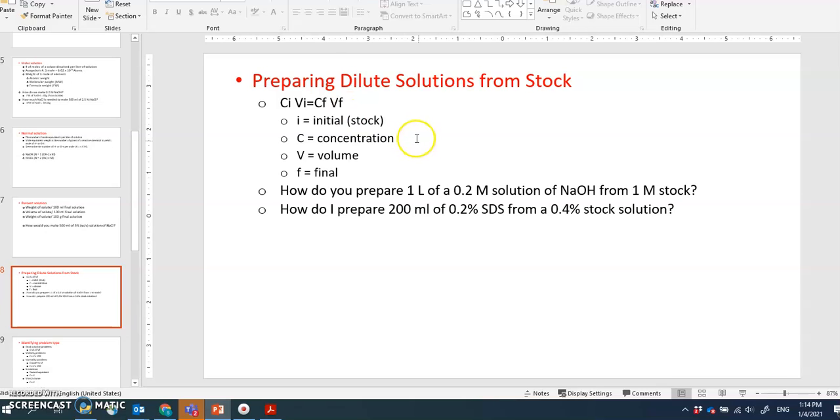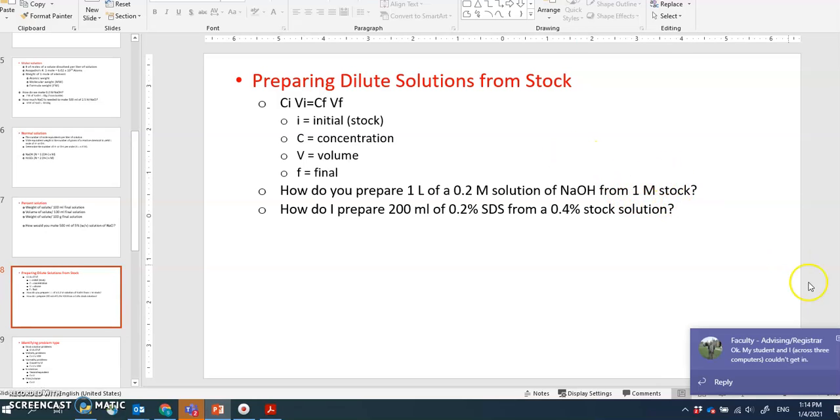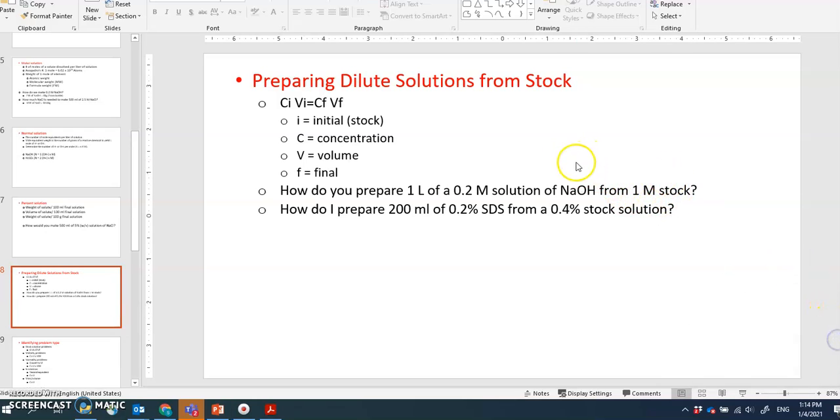So example, what does that mean? How do you prepare 1 liter of 0.2 molar solution of sodium hydroxide from 1 molar stock solution? In this case, the final volume is 1 liter, and the final solution is 0.2 molar, right? So 1 liter times 0.2 molar equals, what's the initial concentration? 1 molar, times unknown volume of that, so 1 molar times X. You solve the equation for that unknown volume, then you can figure it out. That's how you do it.